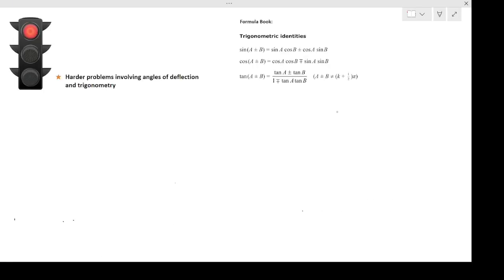Now we're going to be looking at some harder problems, which are going to involve angles of deflection, perhaps, and also a bit of harder trigonometry and algebra. But it's going to be pretty much the same idea of convert into 1D with the parallel parts, then momentum and restitution, and so on. But before we look into those questions, I want to just look a bit deeper into angles of deflection.